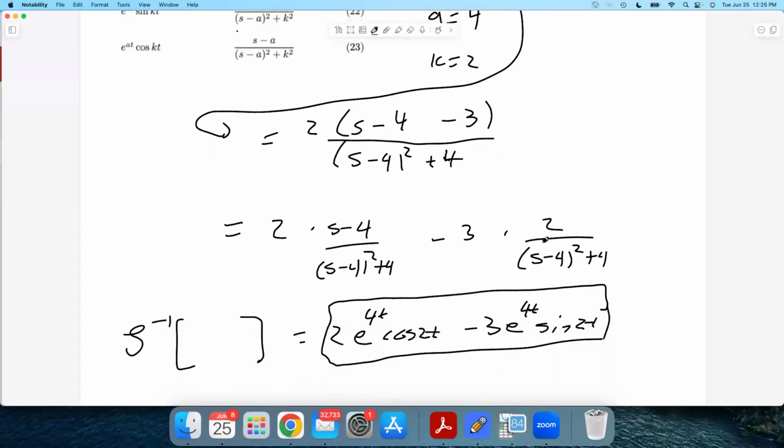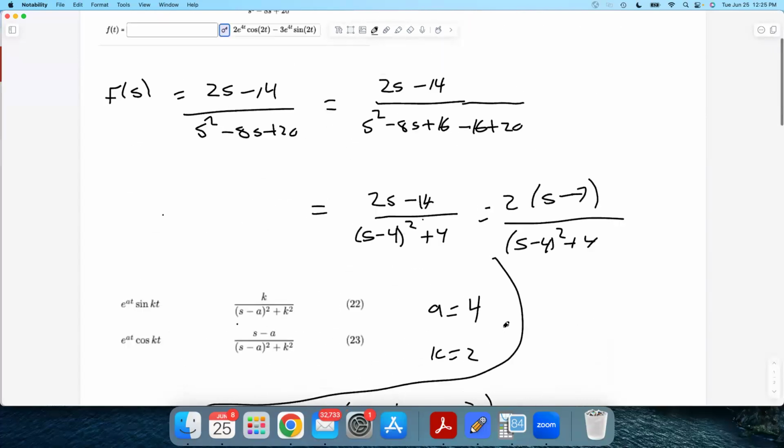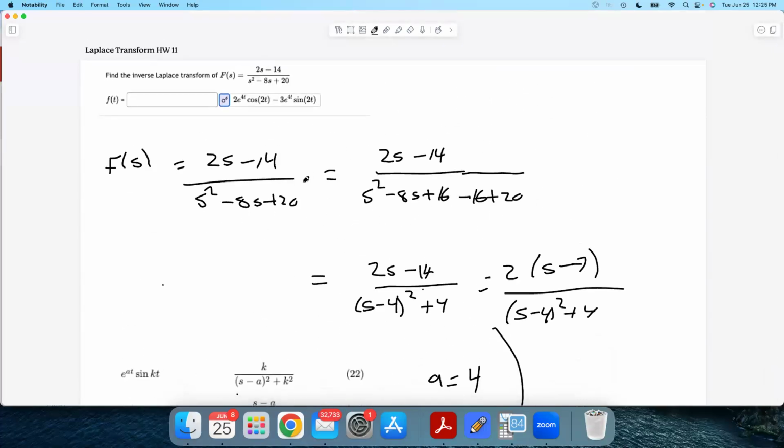Okay, so this will give me sine. This will give me cosine. The 2 and the -3 just come along. These are challenging. You have to practice a couple.